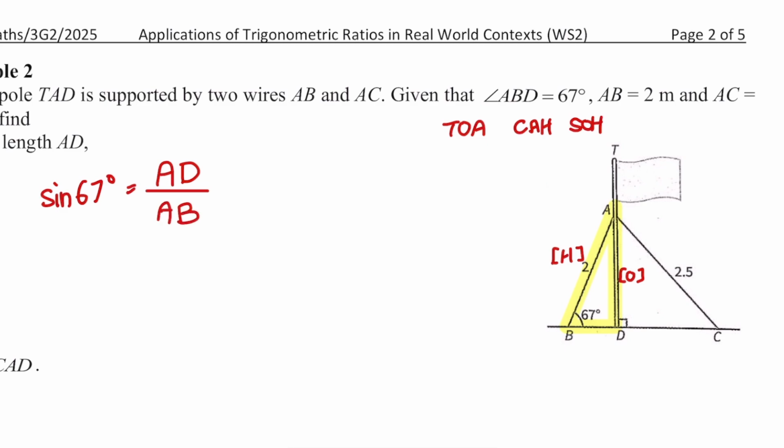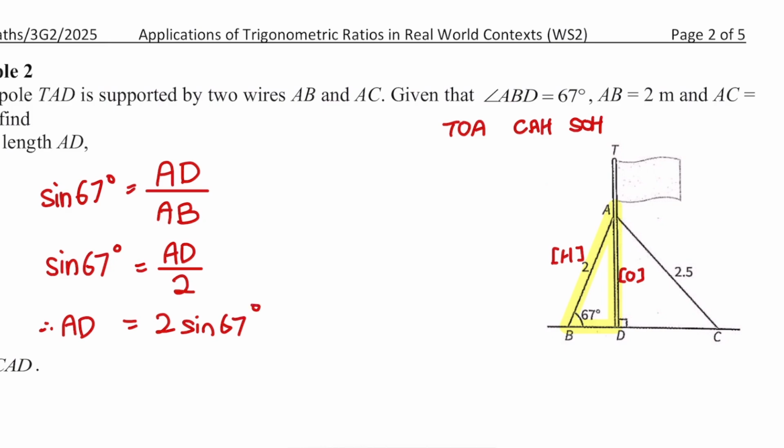And now I sub in the values that I know. AB I know is 2. So therefore, sine 67 degrees is equal to AD divided by 2. Which means that to find AD, I'll multiply by 2 on both sides of the equation to get rid of this 2 in the denominator. Therefore, AD is equal to 2 times sine 67 degrees. Then press this in your calculator. I will get 1.84 meters.